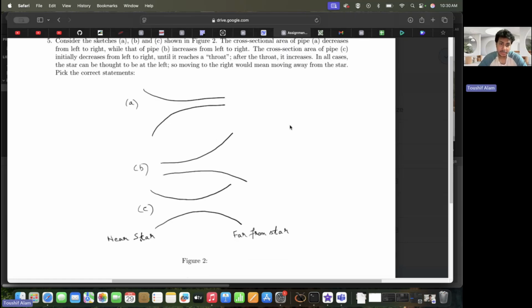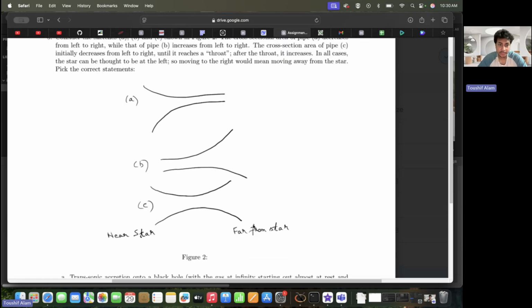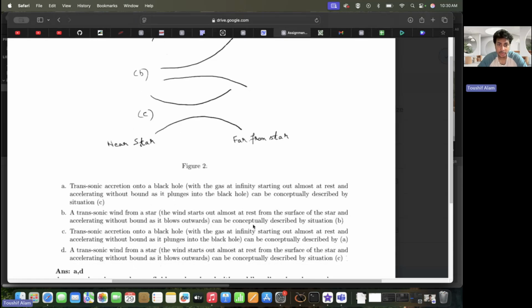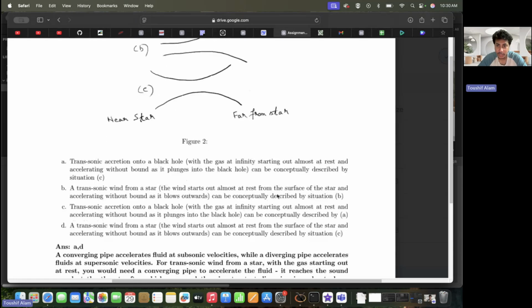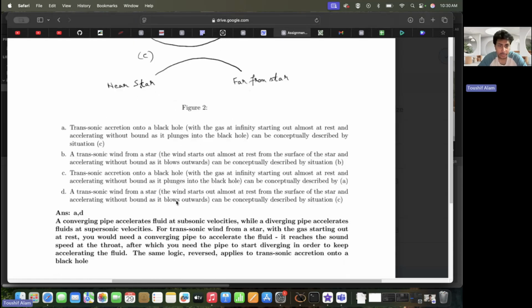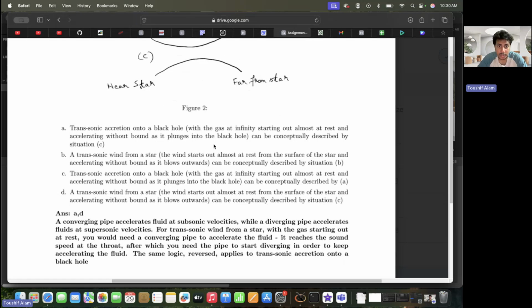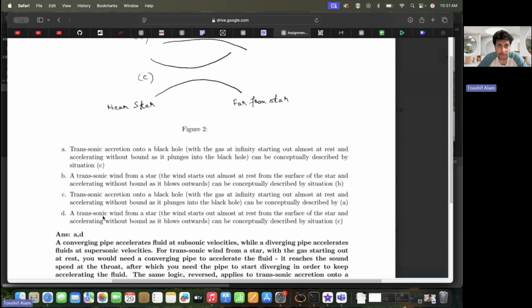The correct statements are A, B, and C. Near star, far from star. Transonic accretion onto a black hole, with the gas at infinity starting out at rest. Option will be correct because it is accretion onto a black hole.